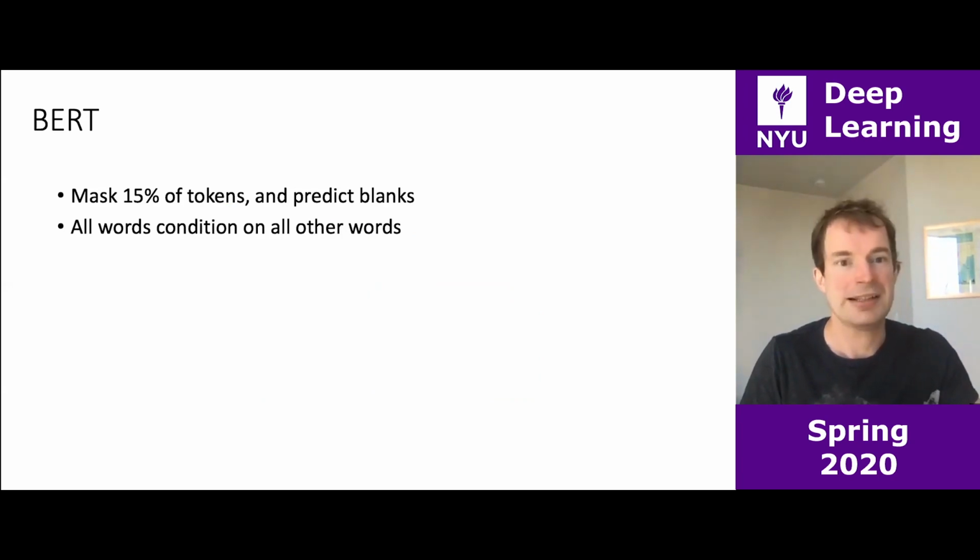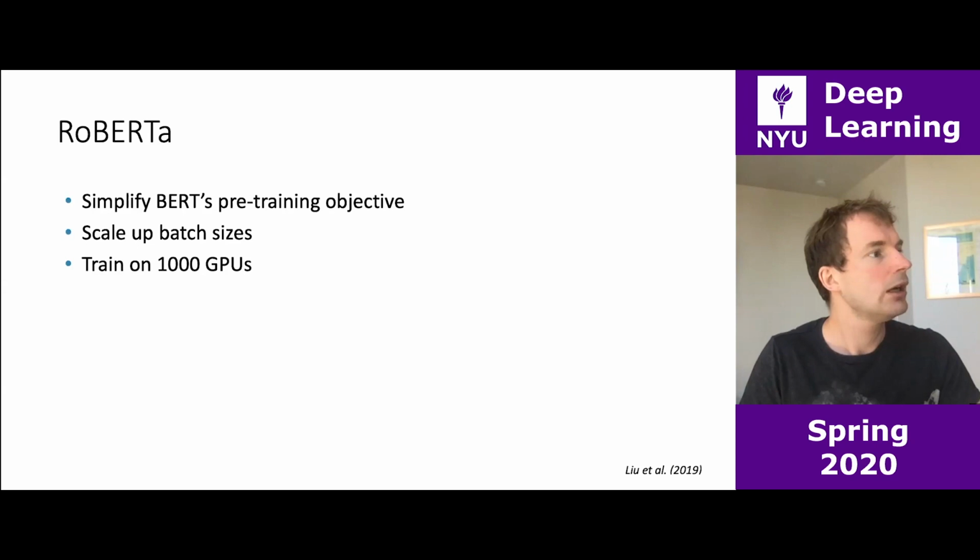Just to quickly summarize details there, it's a very simple model. You're just going to mask out 15% of the tokens and try and fill in the masks. To build on that, there's some work at Facebook, led by Yinhan Liu, which looked at scaling up BERT. The original BERT formulation actually had a second pre-training objective, which we showed didn't actually help. So we got rid of that.